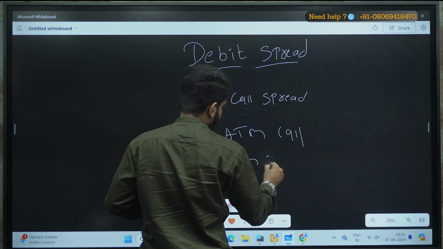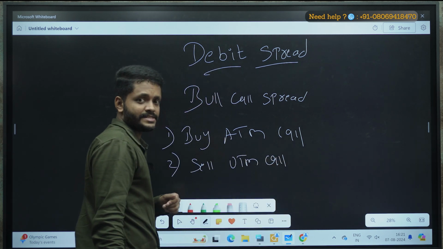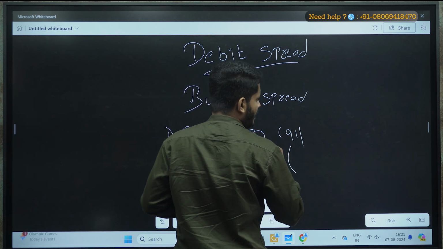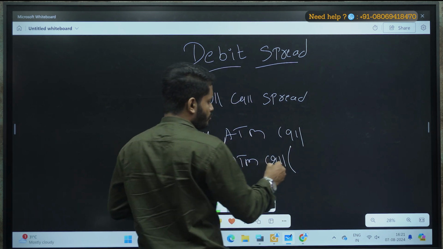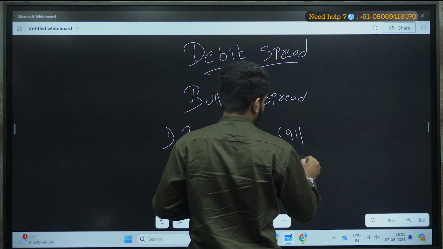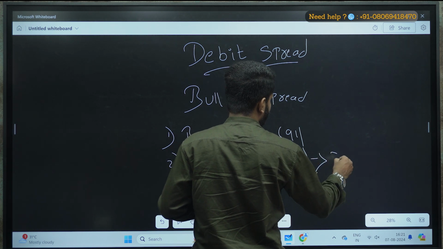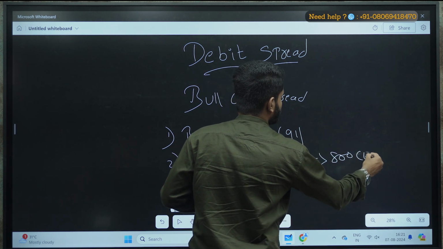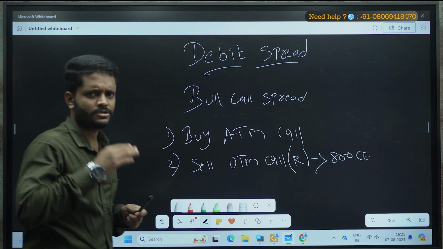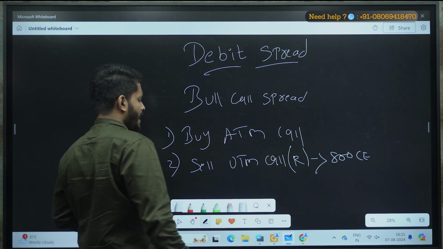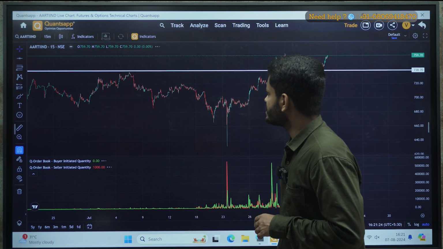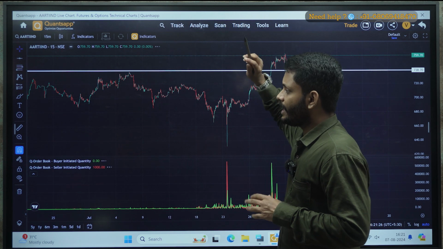Now, which call will I sell? Up to where you are expecting the stock to go, that is, you can call it a resistance. In this case, I will sell the 800 call, because my target in Aarti Industries is the 800 level. Correct? I hope this is clear to you. So how will I frame the strategy?